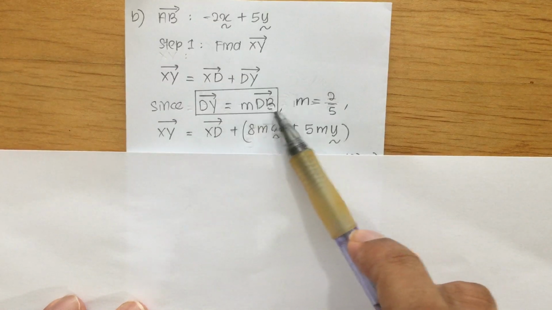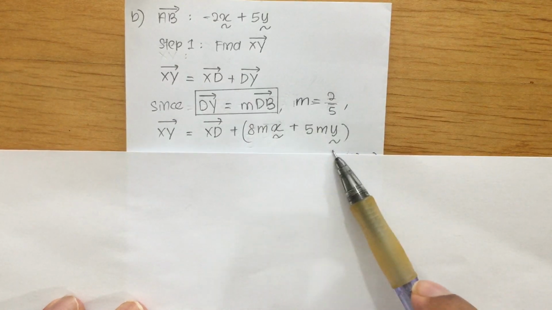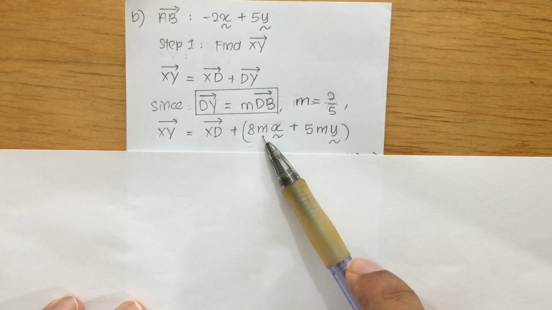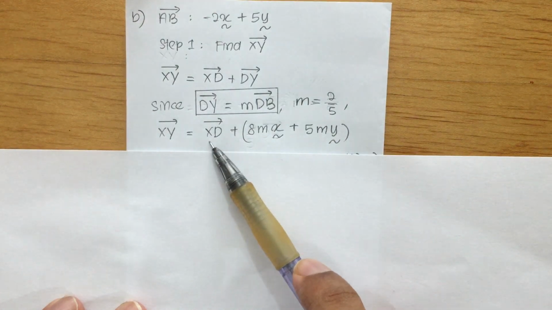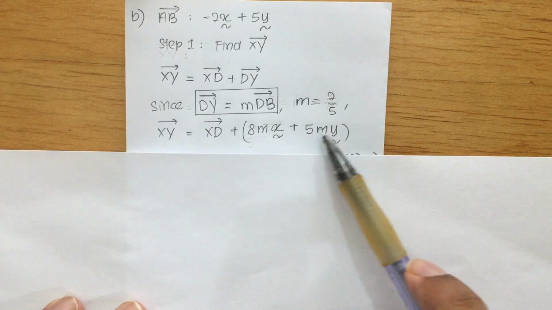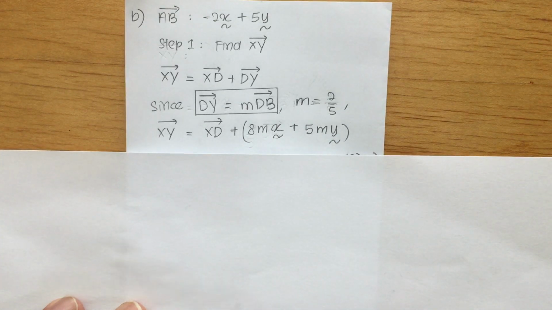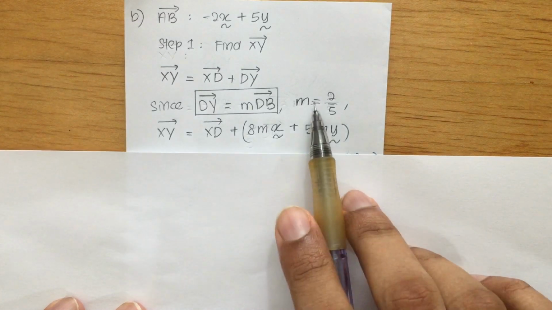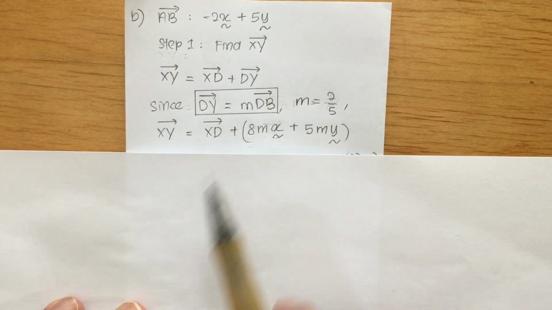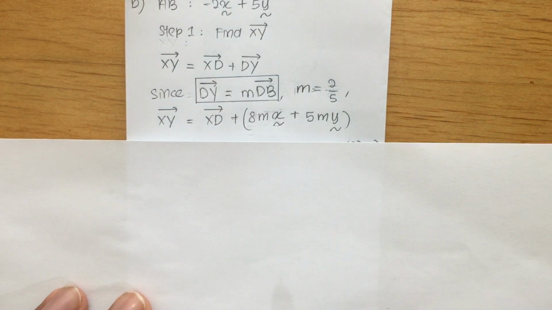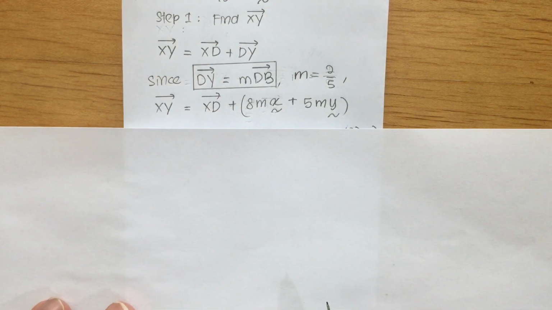So DY equals m DB, which we have already found out at the very beginning of the question, which gives 8mx plus 5my. So XD plus 8mx plus 5my. This is your expression of DY, guys. And we have already found our m is equal to 2 over 5. So what we can do is substitute the m here and here as well. Continue to the next step.